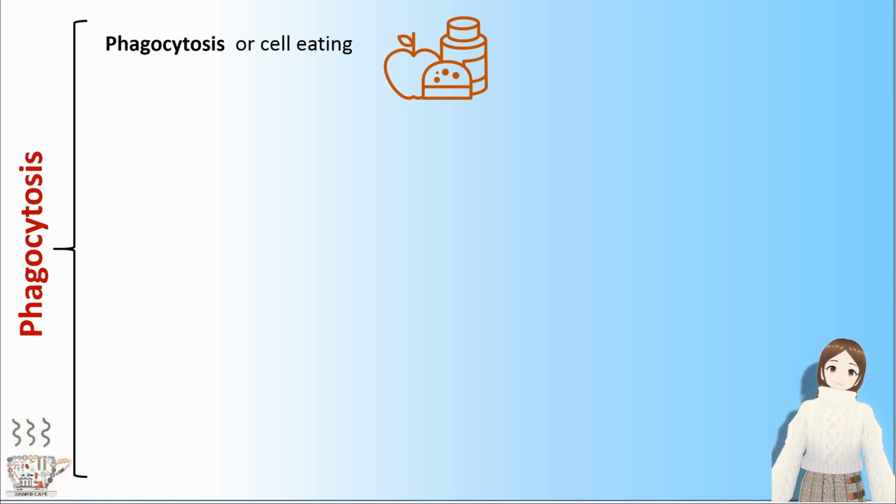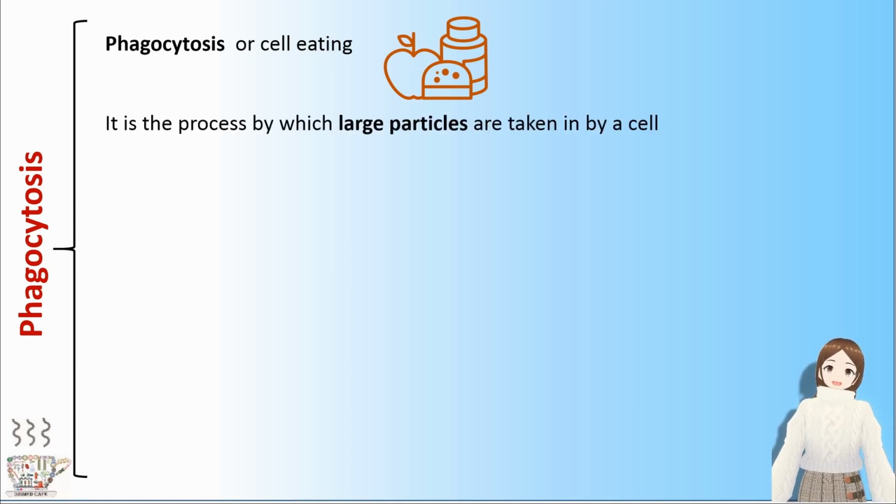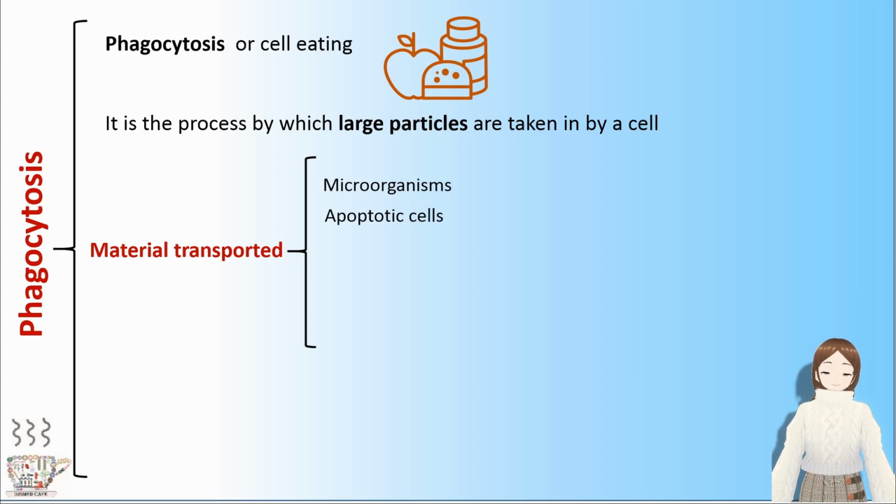Phagocytosis or cell eating. It's a process by which large particles are taken in by a cell. Material transported by phagocytosis is microorganisms, apoptotic cells, larger macromolecules, whole cells, and cellular structures.